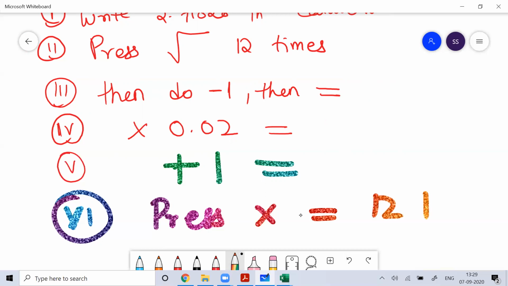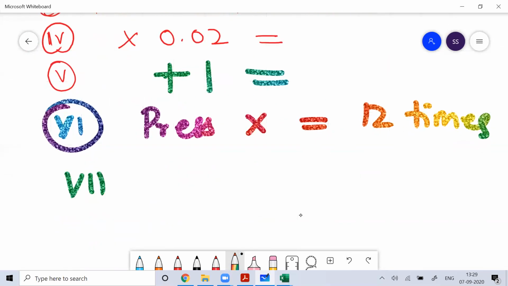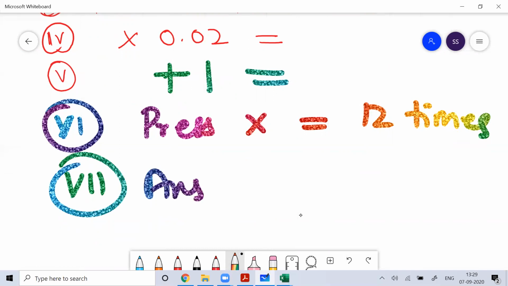into equal to 12 times. Do this, into equal to 12 times. If you do this, then you get the answer. After this, on the seventh step, you'll get your answer.